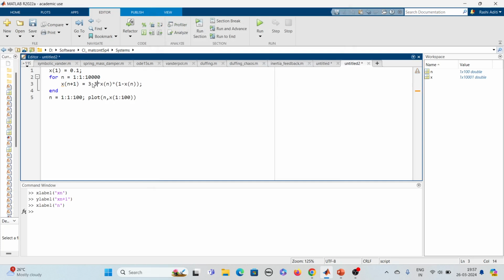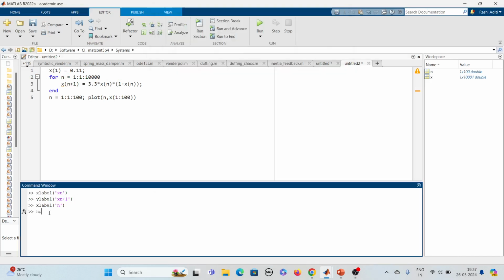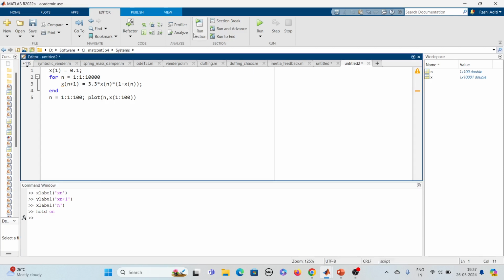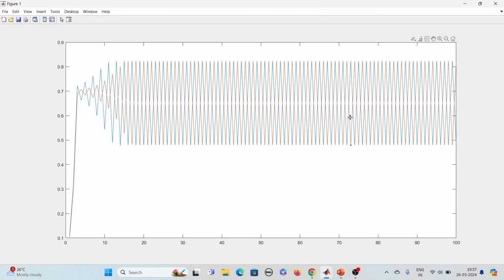Maybe let's just try for 3.3. This is the behavior for the initial condition. If I change the initial condition to this, okay, I didn't apply, hold on. See, there is a phase difference. However, the values are still the same.